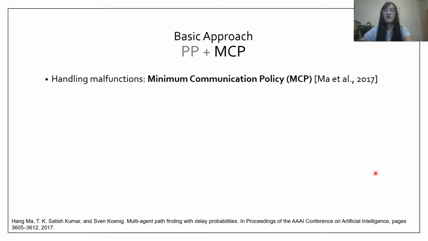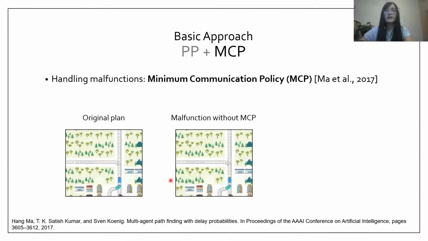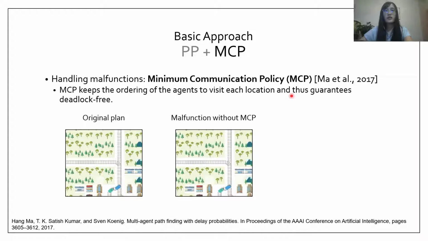But this is not enough because during execution, agents may have malfunctions. So if, for example, this is an original plan, and if the light blue agent is delayed by the malfunction, then we will have a deadlock. Therefore, we use the minimal communication policy to resolve this issue.